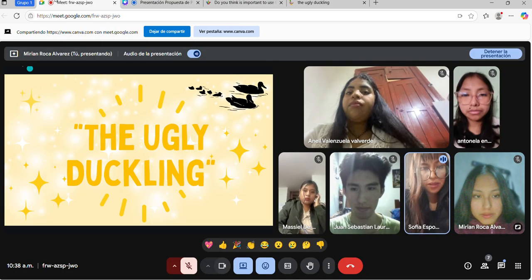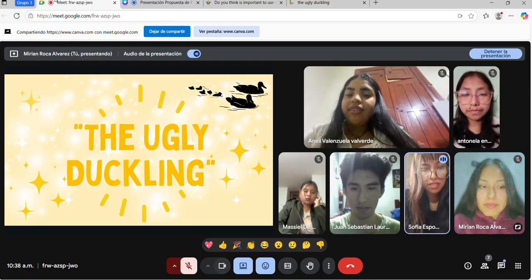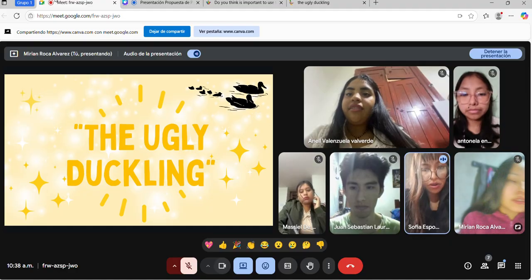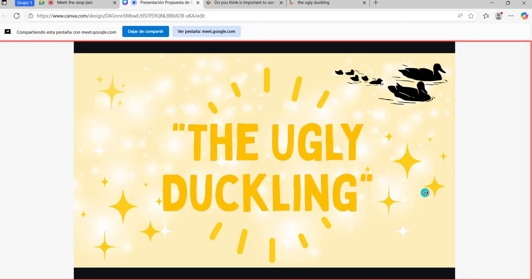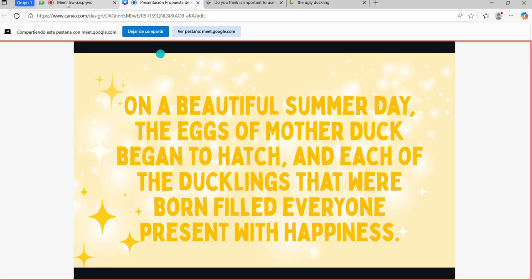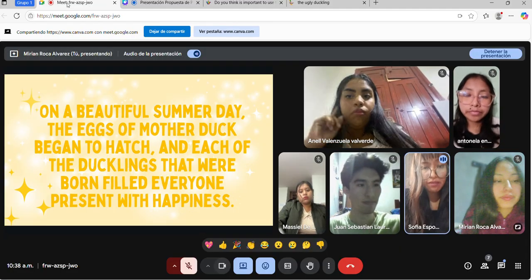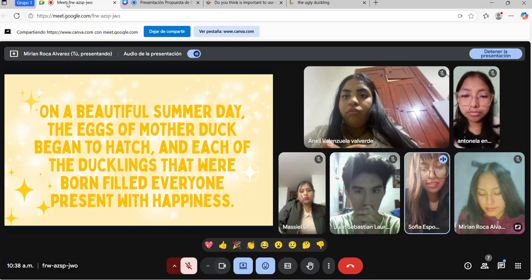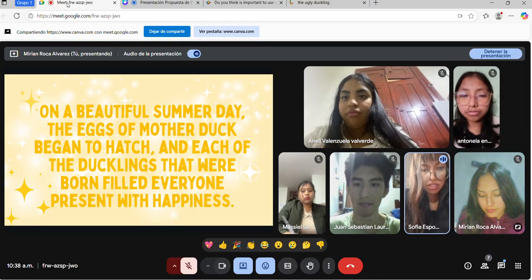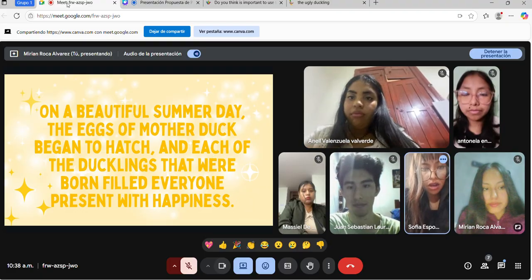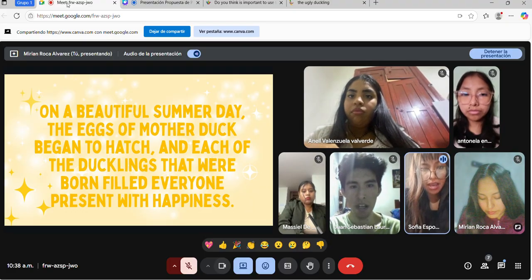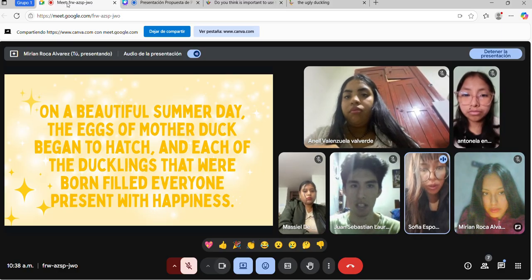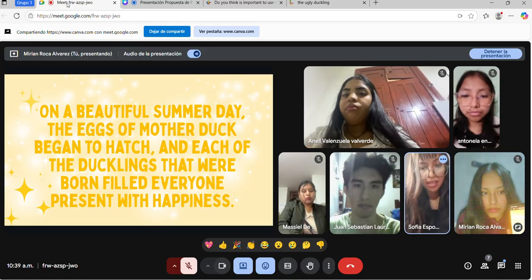Okay, we are going to start with this short story about the ugly duckling. So we are going to start with the first paragraph. After you read that, you have to draw on the app Padlet, okay? And you create your pictures with your own imagination. On a beautiful summer day, the eggs of mother duck began to hatch, and each of the ducklings that were born filled everyone present with happiness. Okay, let's draw.